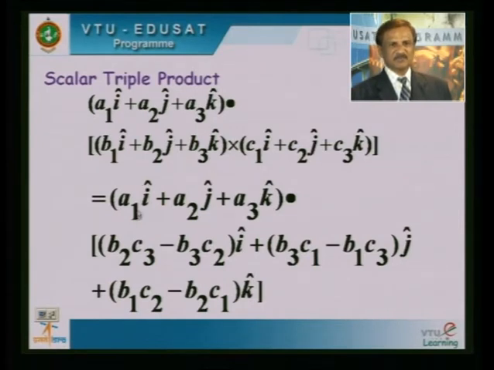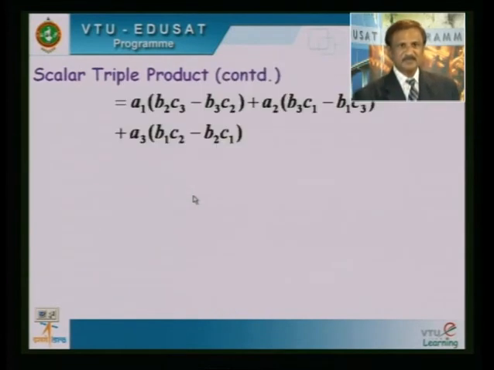Using that property, you can calculate B2 C3 minus B3 C2 I plus B3 C1 minus B1 C3 J plus B1 C2 minus B2 C1 K. How do you get it? You can write it in the form of a determinant. First row is I J K, second row is B1 B2 B3, and third row is C1 C2 C3. If you expand that determinant, I hope you will get these elements, is it clear, into the vector A.